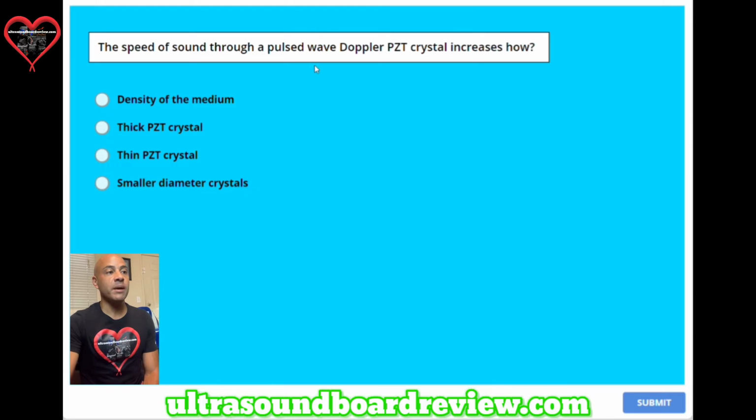Be very careful with these type of questions, because this is talking about the sound wave through a PZT crystal, not through the body. The answer to this question is a thin PZT crystal. So the thinner the crystal, the higher the frequency, which means the higher the speed. So like I said before, the thickness and frequency are inversely related, but frequency and speed are directly related. So the higher the frequency, the faster the speed, and vice versa.